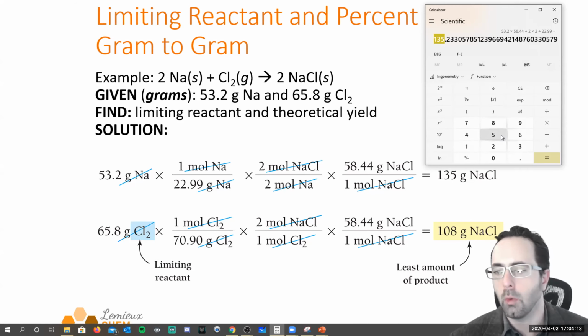Let's do it the normal way just to confirm. 53.2. This number is on the bottom, so press divide, 22.99. The 2 is on the top, times 2. The 2 is on the bottom, divide 2. 58.44 is on the top, times 58.44. And we get 135.